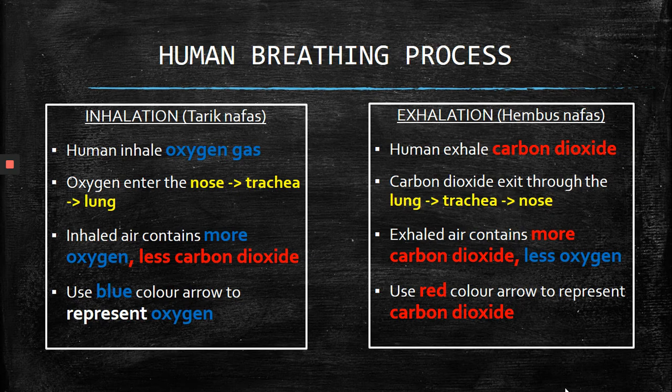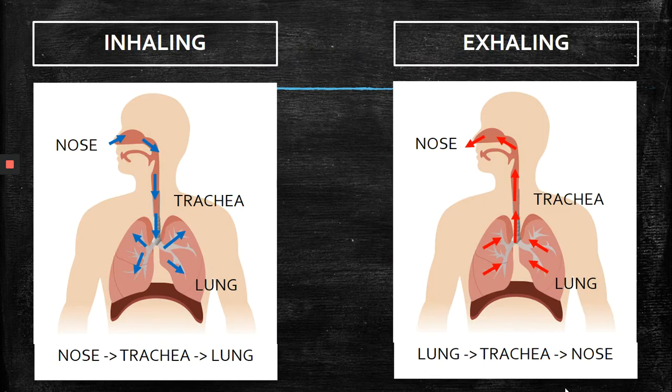The last point is to use a blue color arrow to represent oxygen and a red color arrow to represent carbon dioxide. What I mean by this point is this one. Usually in tests, you will be given a plain human respiratory diagram, but you need to label the flow of the inhaling and exhaling process.